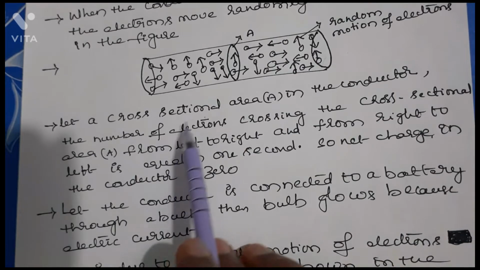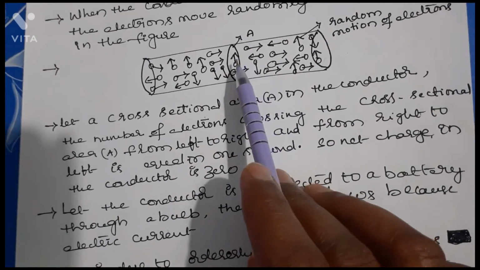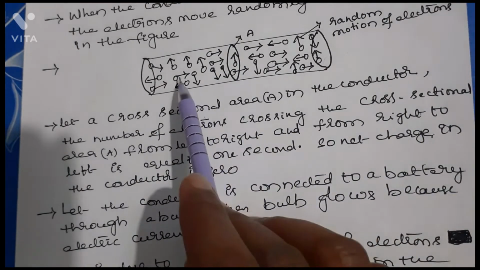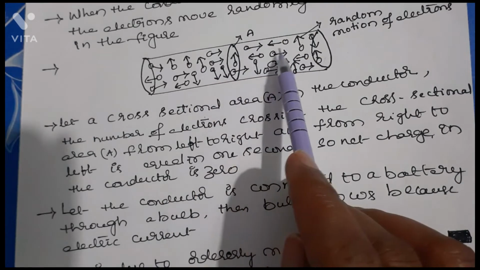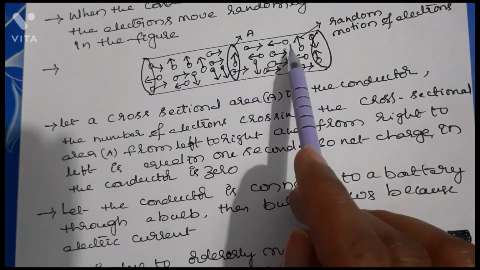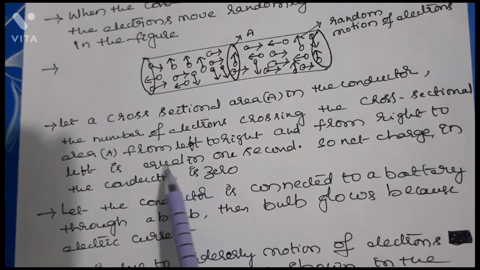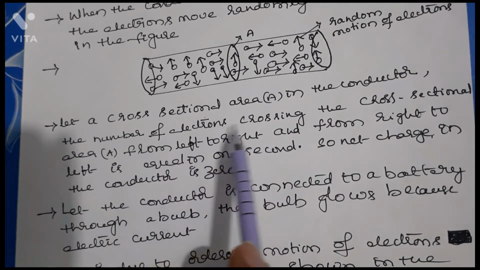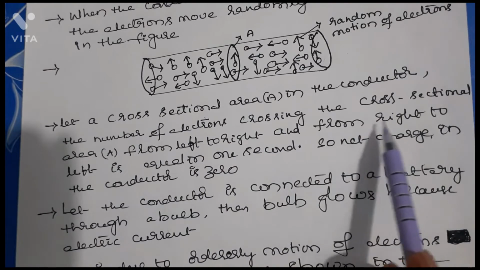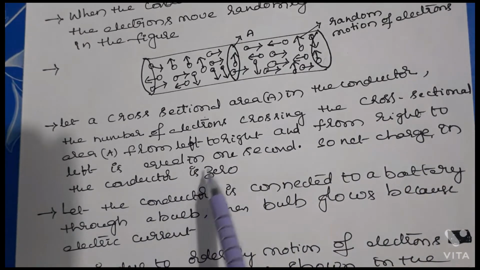Now let us consider a cross sectional area in the conductor. The number of electrons crossing the cross sectional area from left to right: suppose 10 electrons cross this area from left to right, then the same 10 electrons cross from right to left. This is written here, students. The number of electrons crossing the cross sectional area A from left to right and from right to left is equal in 1 second. So the net charge in the conductor is 0.